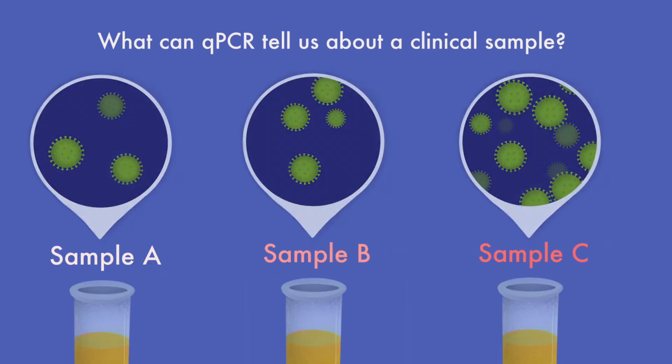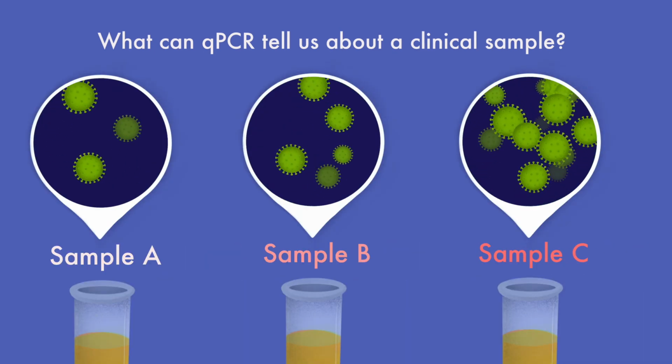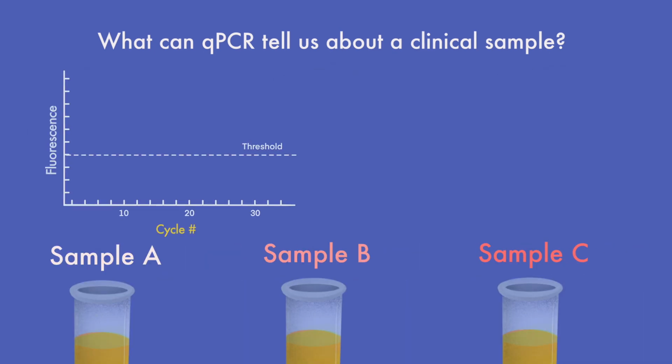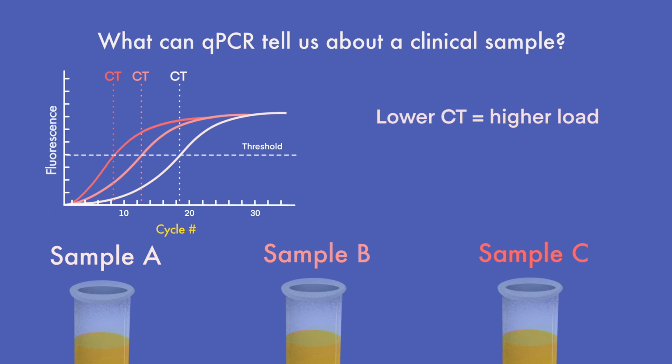Let's take a closer look with an example. Here are 3 samples containing the same pathogen, but at different concentrations. As we run them through qPCR, you'll see how the CT value shifts depending on the amount of pathogen in each sample. As you can see, the more pathogen in the sample, the fewer cycles needed to detect it.